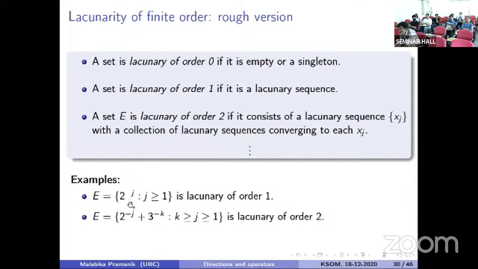For instance, the sequence 2 to the minus j is lacunary of order 1, whereas the collection 2 to the minus j plus 3 to the minus k is lacunary of order 2. Why? If you freeze j and let k go to infinity, you have a lacunary sequence converging to 2 to the minus j, which is itself lacunary. This definition is good for building intuition, but it lacks precision. So let's take another pass at the definition in the next slide.